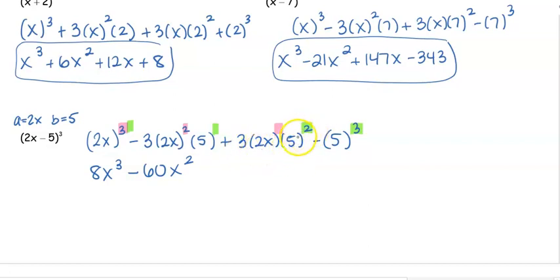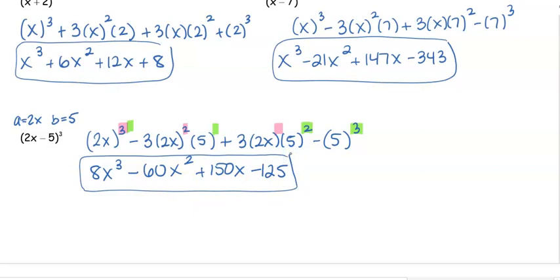Next one, 3 times 2 is 6, 6 times 5 squared. So 5 squared is that 25, giving us 150x. And then last, minus 5 cubed, which is a negative 125. All set.